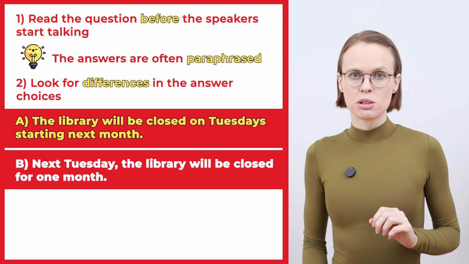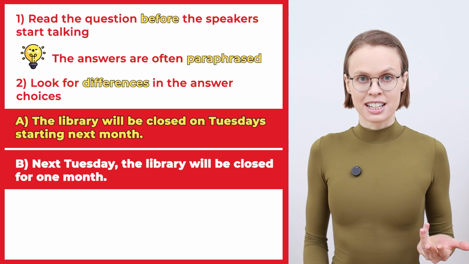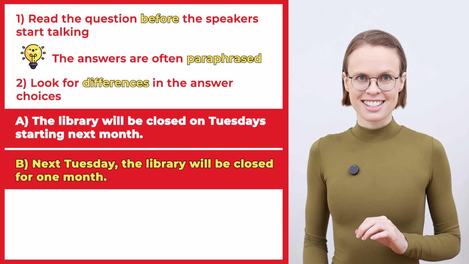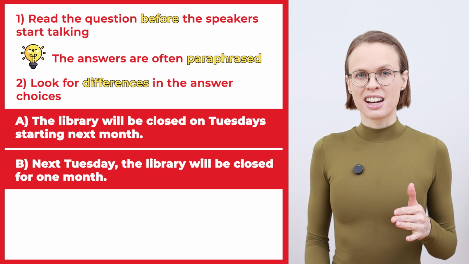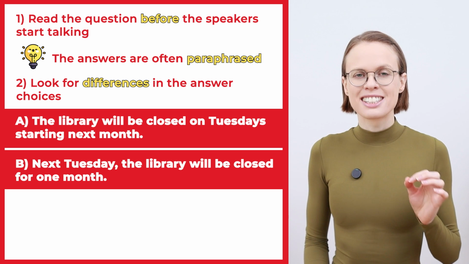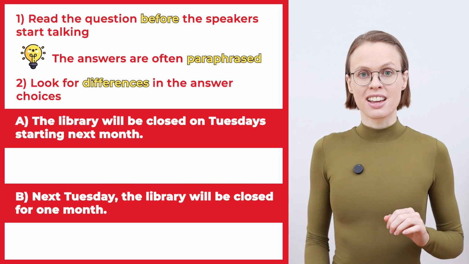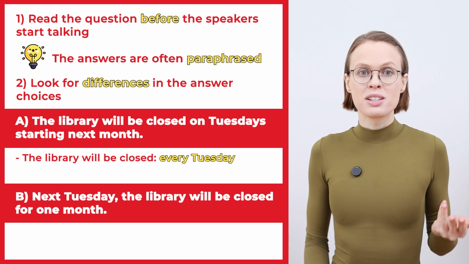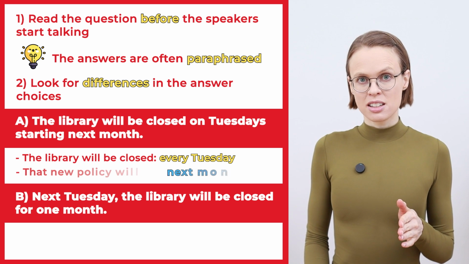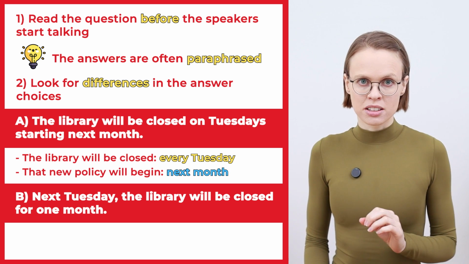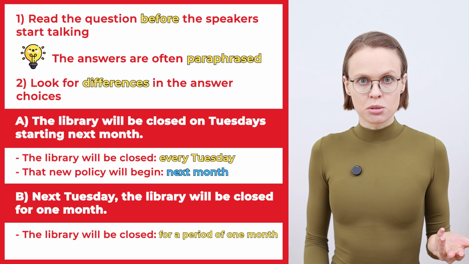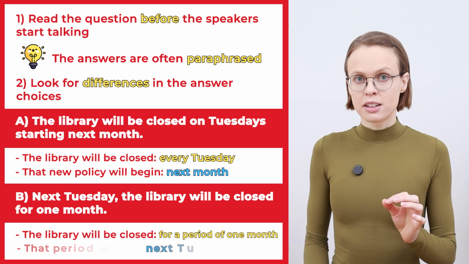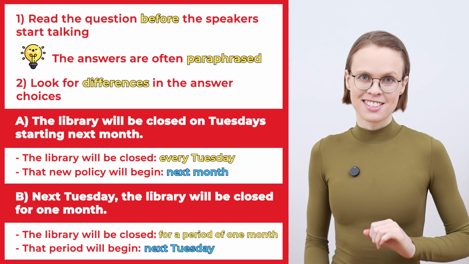A. The library will be closed on Tuesdays starting next month. B. Next Tuesday, the library will be closed for 1 month. Do you see how the choices are similar but not the same? Choice A means that the library will be closed every Tuesday. That new policy will begin next month. However, choice B means that the library will be closed for a period of 1 month. That period will begin next Tuesday.